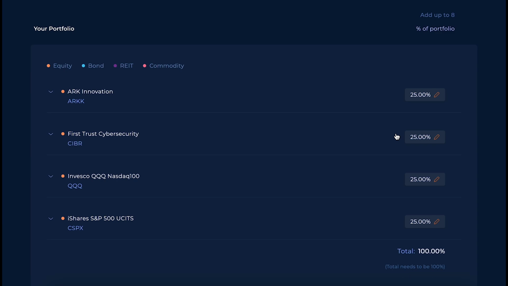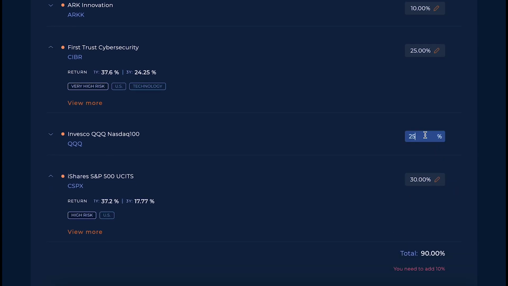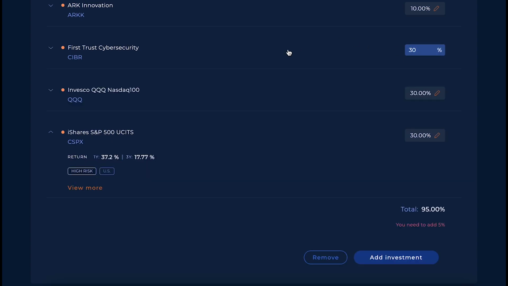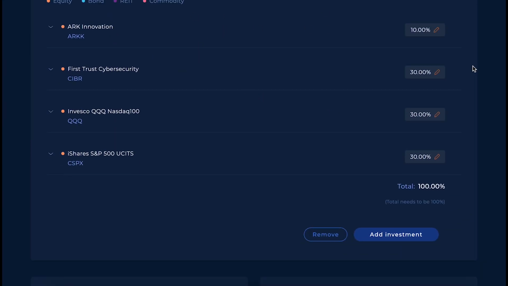If you choose 4 and balance them out, it's 25% each. But of course, if you want to change, that's possible. Let's say I want less of ARK because it's more risky, right? I put 10%. Then the rest, they will tell you need to add 15%. If I want lower risk, I'll put more into the S&P 500. Maybe I say 30%. And I'm still very bullish on US tech, so I add 30% here. And cybersecurity sounds good also. So this is how you can customize your portfolio. It becomes 10% ARK, 30% cybersecurity, 30% QQQ, 30% S&P 500 index.